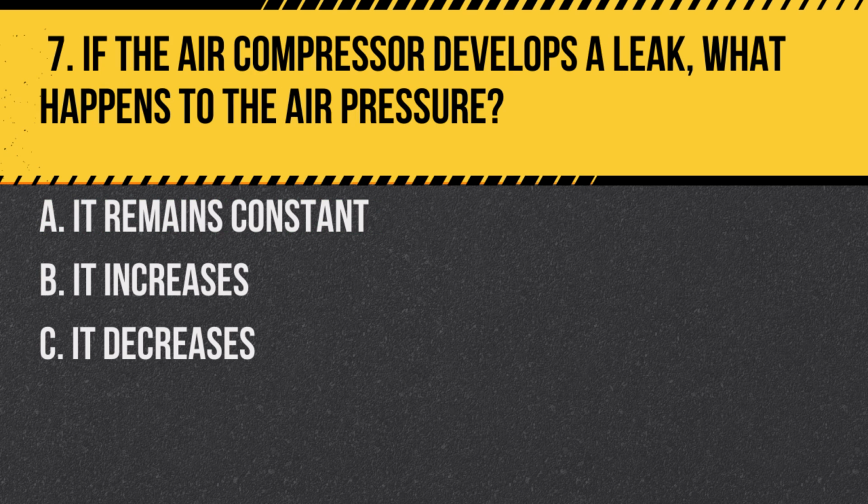Question 7. If the air compressor develops a leak, what happens to the air pressure? A. It remains constant. B. It increases. C. It decreases. Answer: C. It decreases. A leak will cause a loss of air pressure.